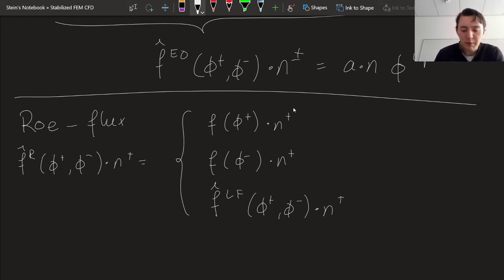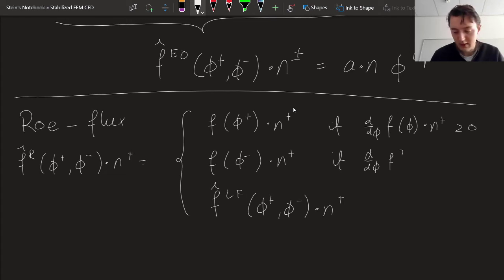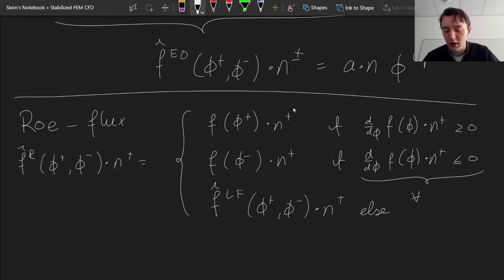But we pick the first one if the derivative of our flux function with respect to phi dot n plus is positive. We pick the second one if that derivative is negative. And we pick this guy if we have any other case. And now you think, how is it possible that we have any other case? Because, well, we're evaluating these for all choices of phi between phi plus and phi minus.